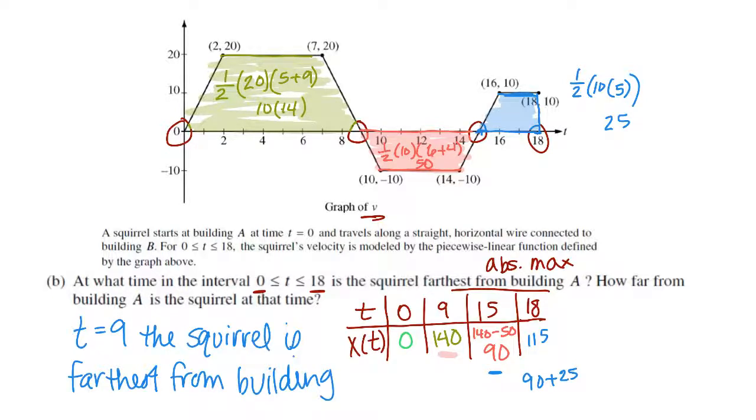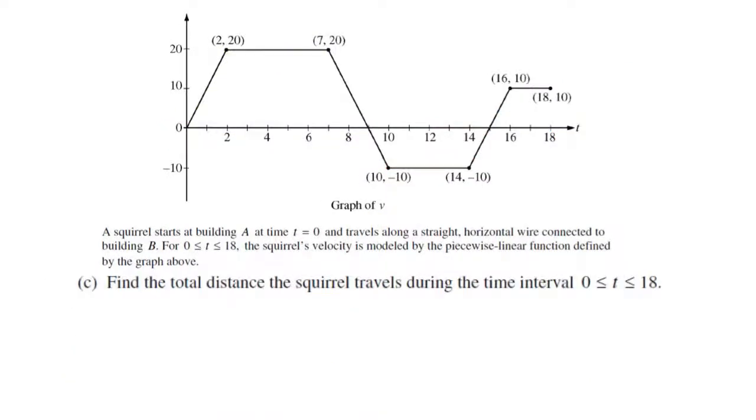And then we need to also say that the greatest distance is 140. Right, and then part C wants us to find the total distance.